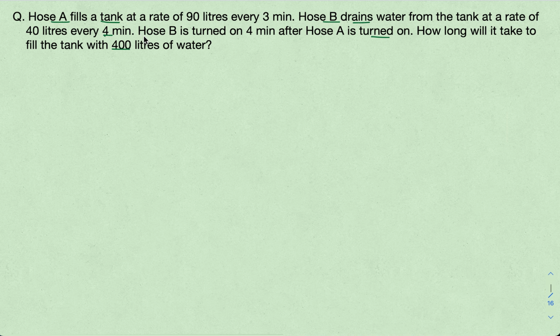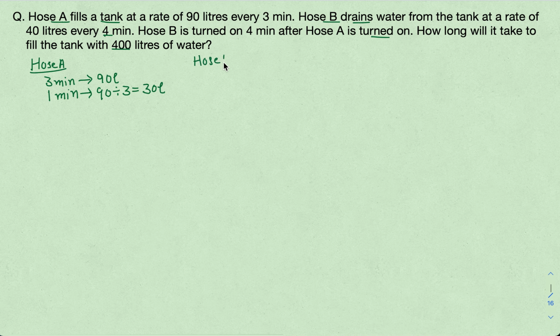Okay, so let's start using the information we are given here. Let's first find out the rate per minute at which the hose is filling in the water. So for hose A, in 3 minutes, how many liters of water is it filling? It is 90 liters. So in 1 minute, how much water will it fill in? It will be simple. It is 90 divided by 3, right? It is equal to 30 liters. So it's obvious, right? In 3 minutes, if it is filling 90 liters, then in 1 minute it can fill only 30 liters.